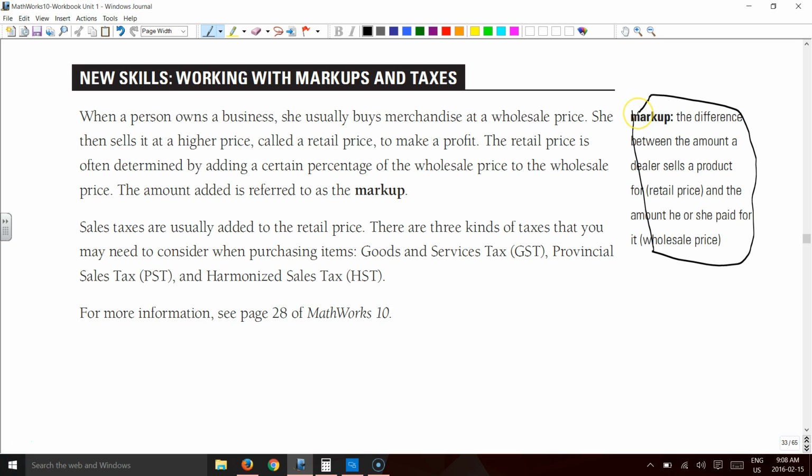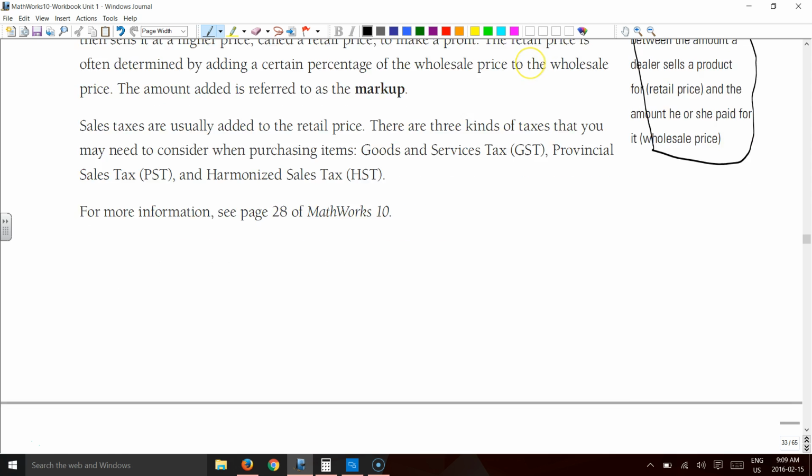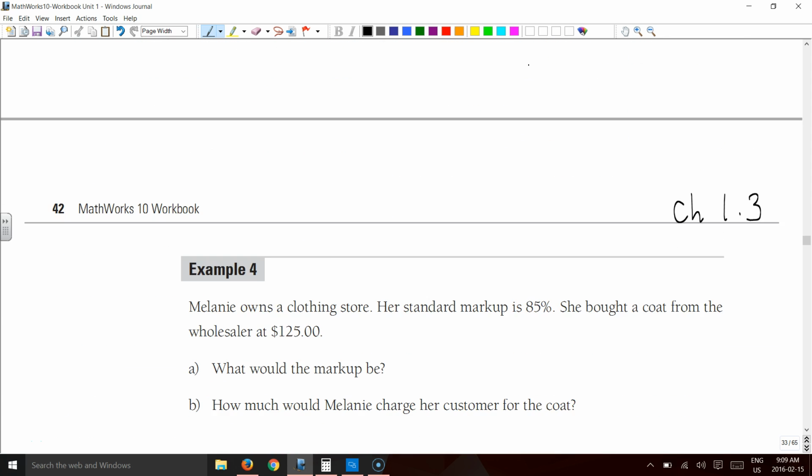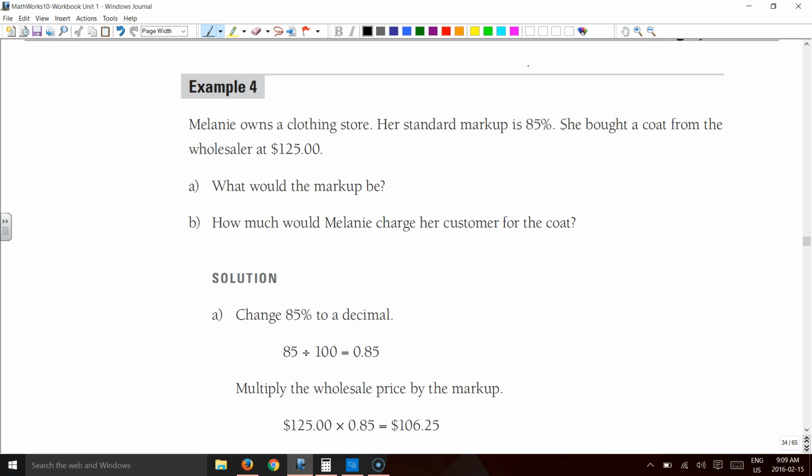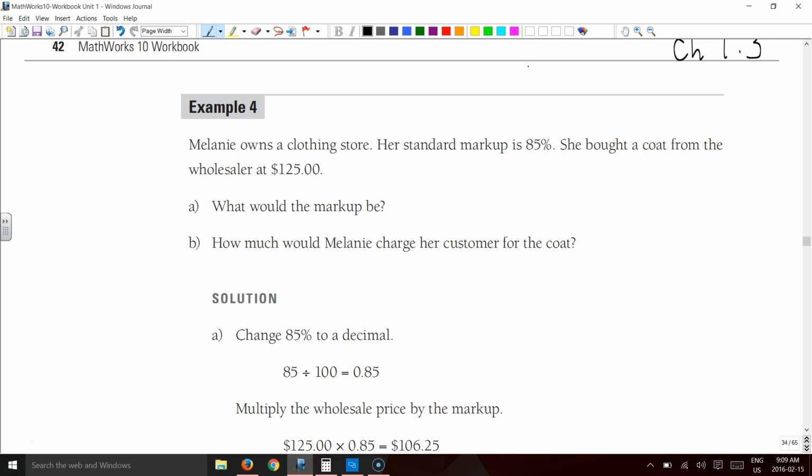So markup is the difference between the amount a dealer sells a product for and the amount they paid. Basically, if I buy something for 10 bucks and I sell it for 20, right? I've marked it up twice as much. Make sense? So that's what markup is. That's 100% markup. I've doubled my money that I invested. So that's markup.